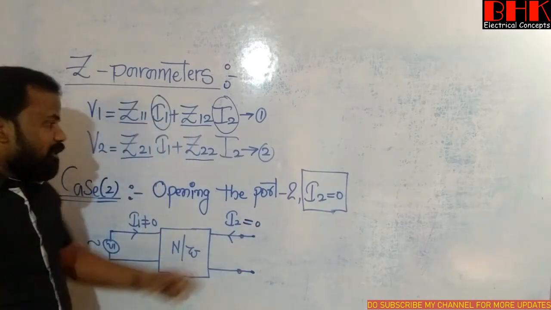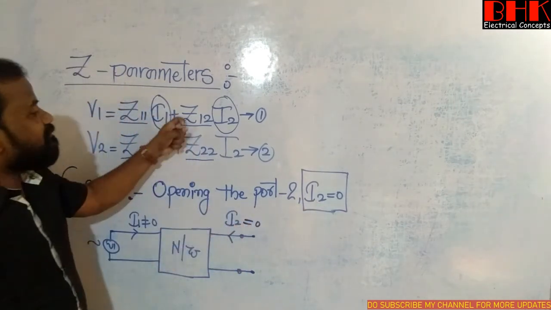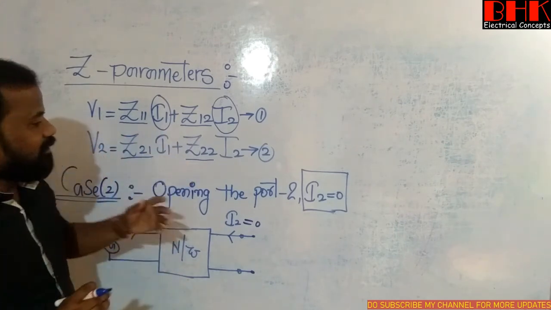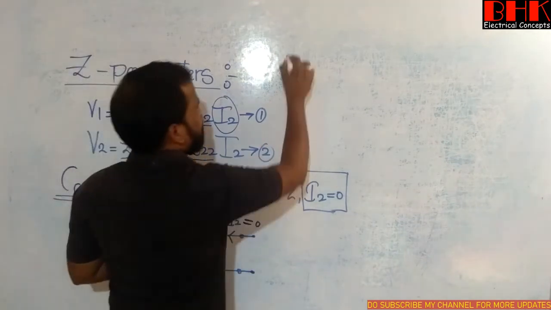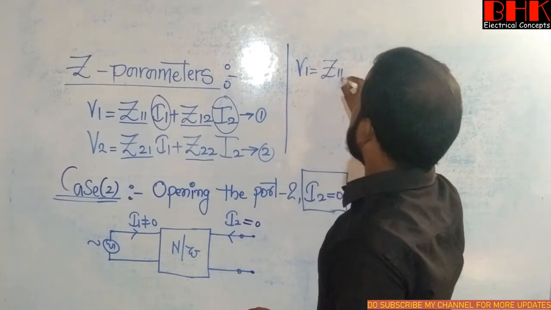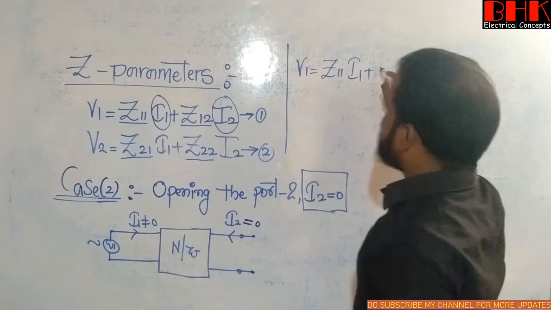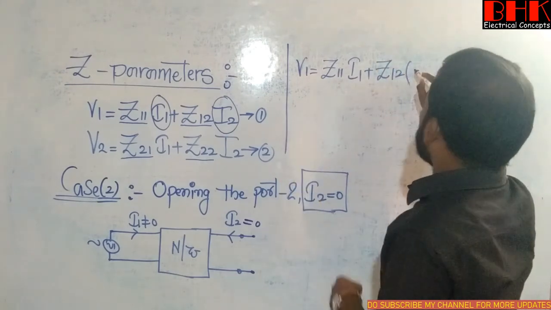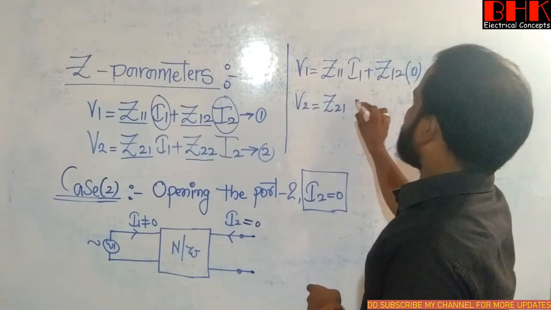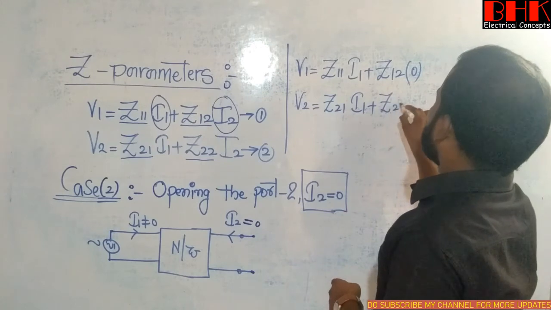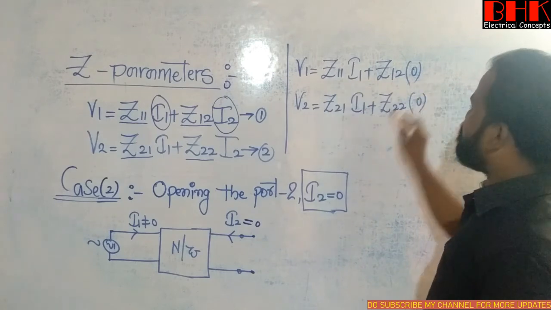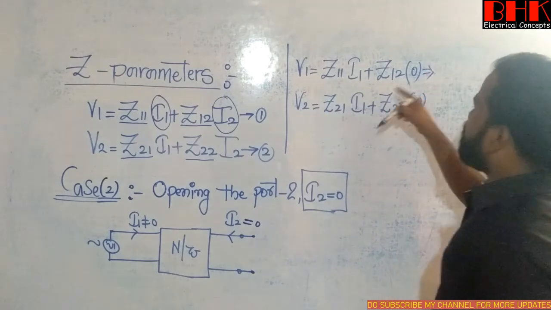Clear? Now substitute I2 is equal to 0 in equation number 1 and 2, and you will get the remaining two parameters also. Now see here. V1 is equal to Z11 I1 plus Z12, where the value of I2 is 0. Again V2 is equal to Z21 I1 plus Z22 into the value of I2, which is 0. Clear? Now from equation number 1, see what the remaining terms are.